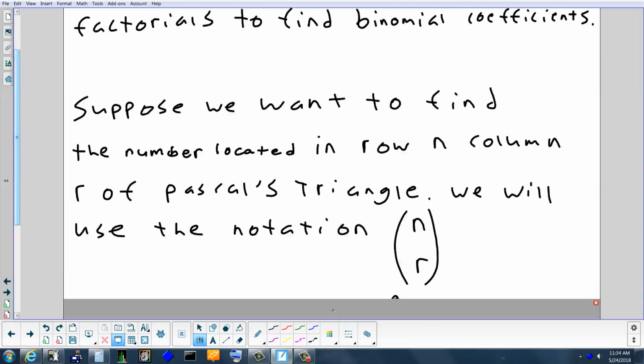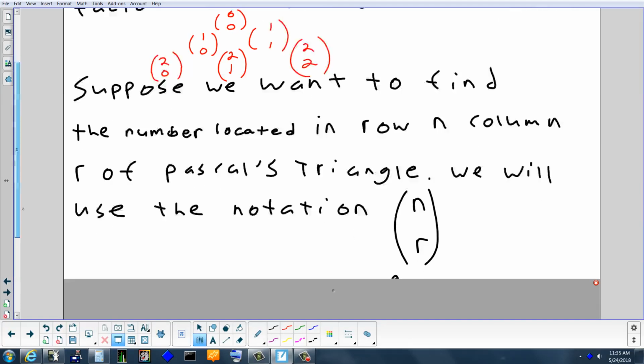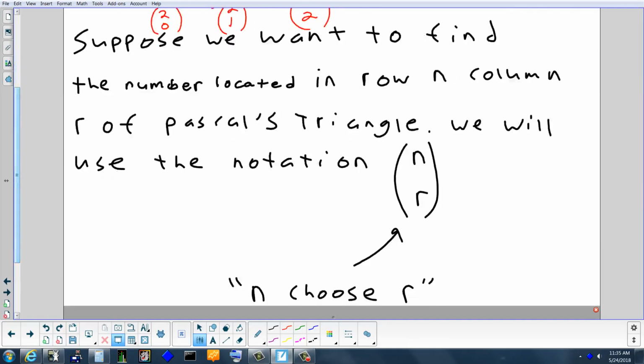So now what we could do with that notation is rewrite Pascal's triangle like this. The top number is written like that. That's row 0, column 0. Row 1, column 0. Row 1, column 1. Then we could go row 2, column 0. Row 2, column 1. Row 2, column 2. And I'm going to write that out a little bit more in a minute. But that's the notation for Pascal's triangle the new way, using this symbol. And the way you pronounce that is n choose r.